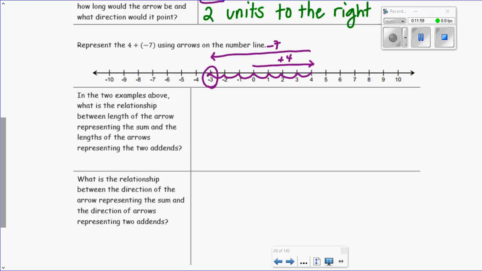Okay, so in the 2 examples above, what is the relationship between the length of the arrow representing the sum and the length of the arrows representing the 2 addends? And what is the relationship between the direction of the arrow representing the sum and the direction of the arrows representing the 2 addends? I know that these questions can get a little confusing, but we're going to try to explain it using those absolute values. So for the first one, what is the relationship between the length of the arrow representing the sum and the lengths of the arrows representing the addends? The addends are your 2 numbers, your 4 and -7.